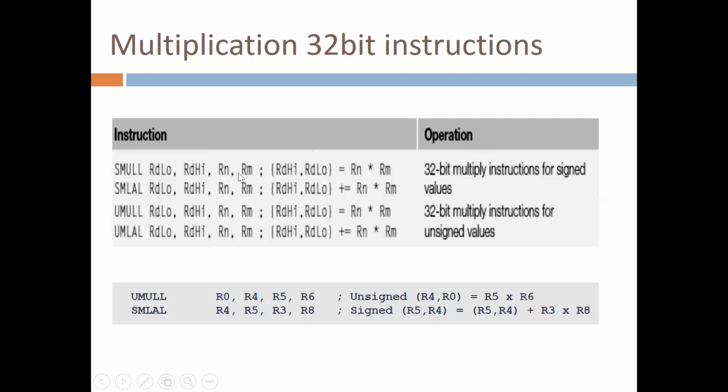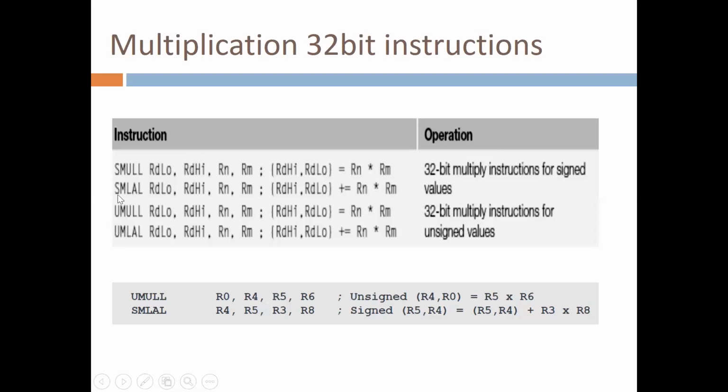Now we have two source registers here. The instruction syntax is SMULL, that is signed long multiplication, RdLo, RdHi, Rn, Rm. Rn and Rm are the source registers, and we have two destination registers here. This instruction multiplies two 32-bit register contents, and the resultant 64-bit answer will be stored in the two destination registers RdLo and RdHi. Out of the 64-bit result, the least significant 32 bits will be stored in RdLo, and the most significant 32 bits will be stored in RdHi.